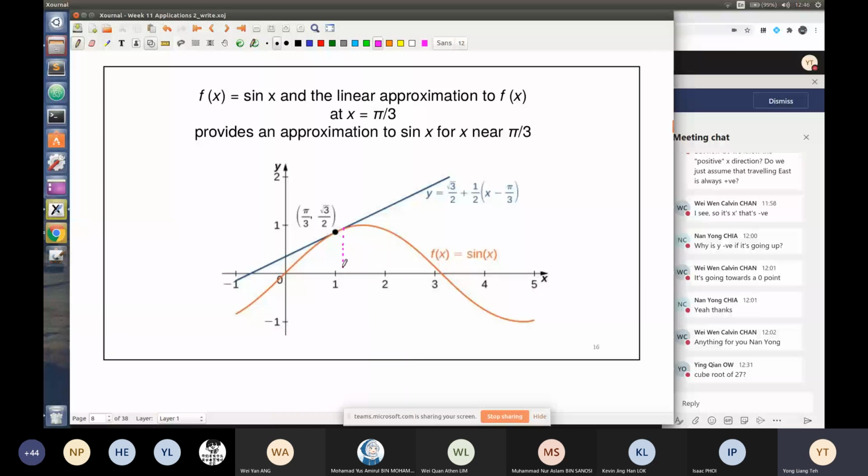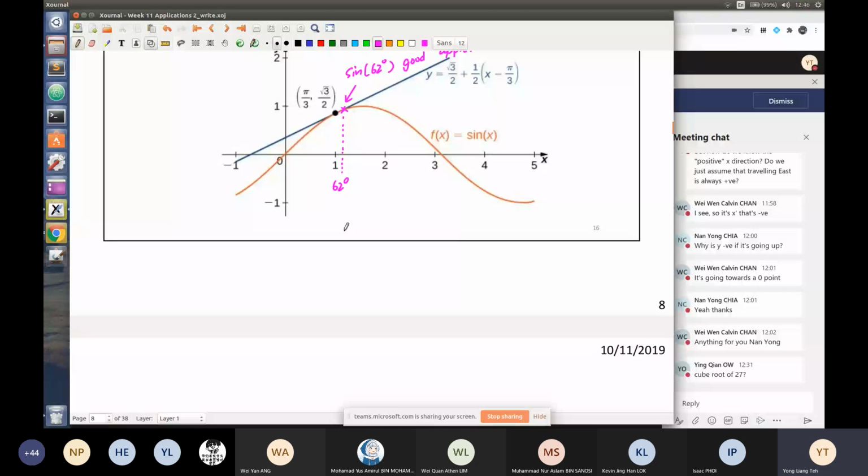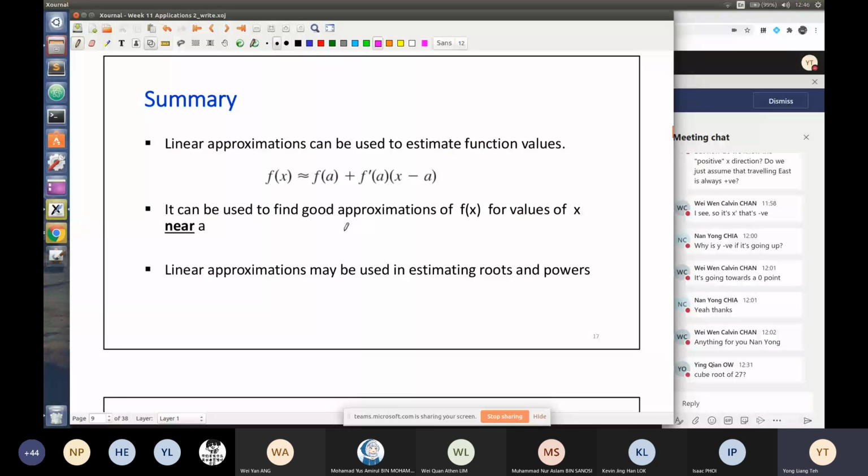So this part is 62 degrees. Okay, I'm just eyeballing this, of course. So therefore, this is a very good approximation. Right, very close. So this is what linearization is about.